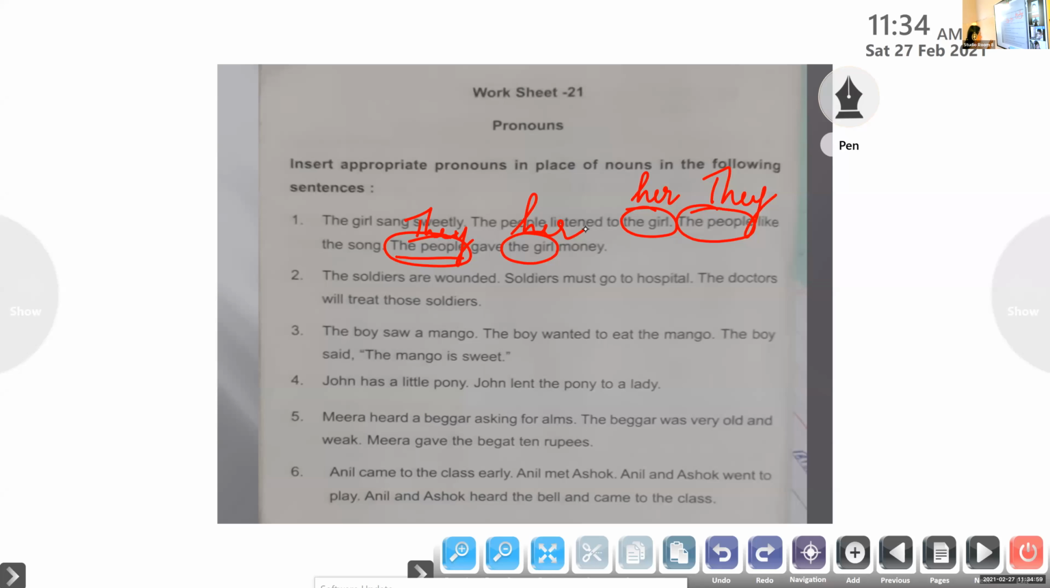If you get such a question, see if it is repeated more than once, it should be replaced by a pronoun. So it should be underlined. The soldiers are wounded. Again, the soldiers are repeated here. See where the others are again. So twice the soldiers are repeated there. So what do we have to do? Fatima. So here the soldiers are the subject. So it should be replaced by.